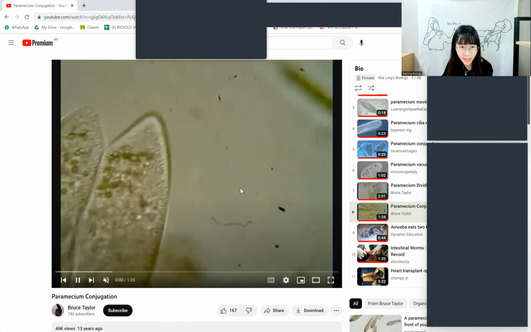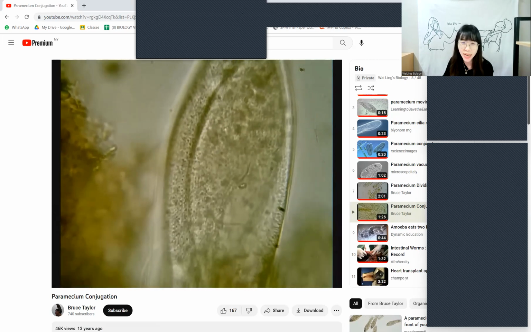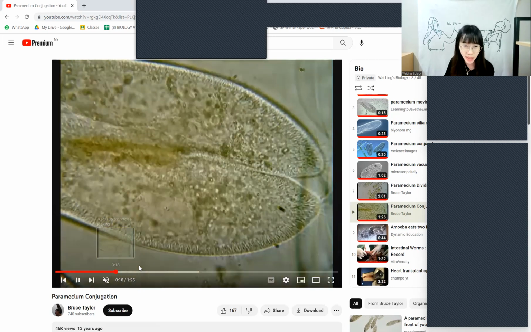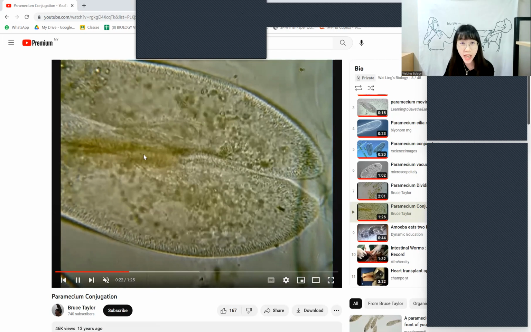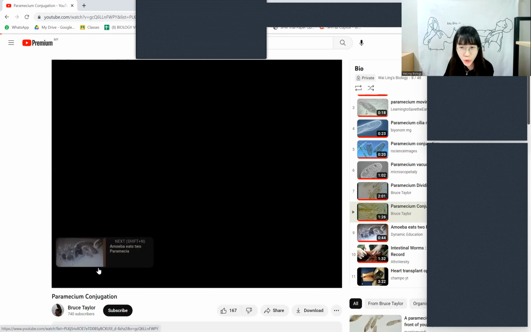And then the next one. This is also conjugation, but it's almost the same as just now. So when they put the oral groove together, they will exchange the nucleus. Same as just now, nothing special to see. They will exchange genetic information by sticking the oral groove together. Nothing special over here.